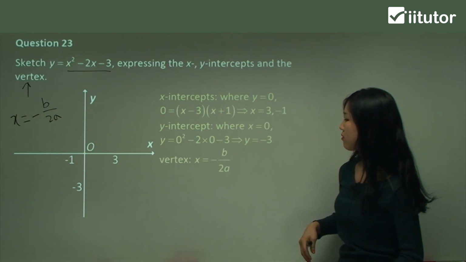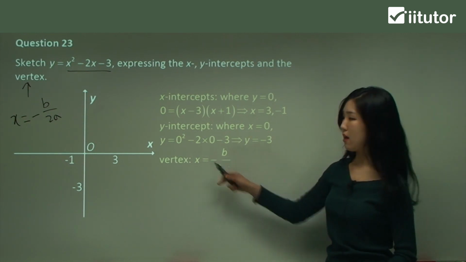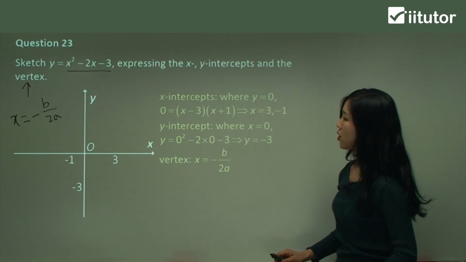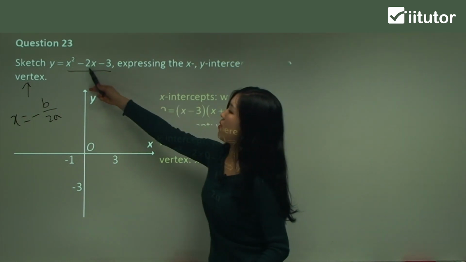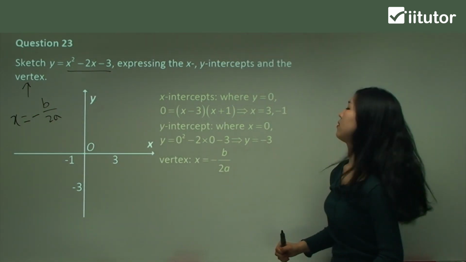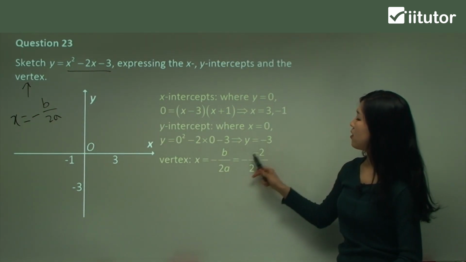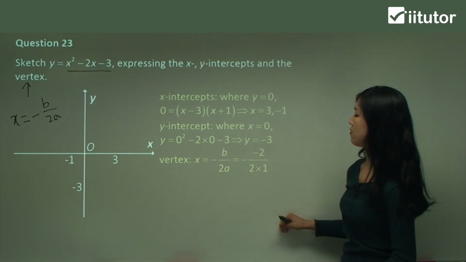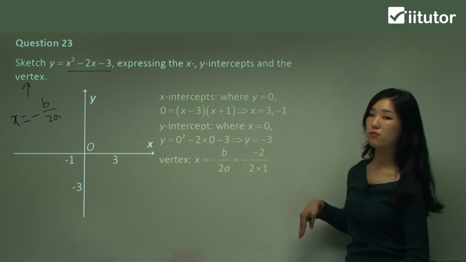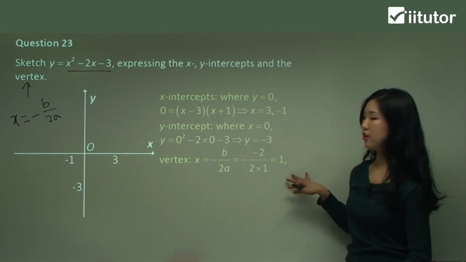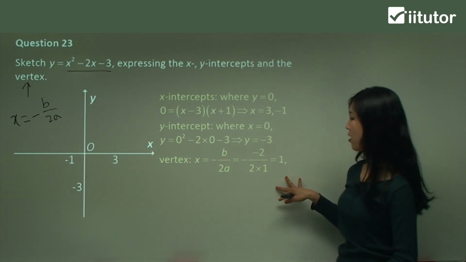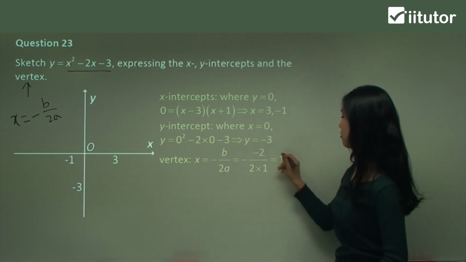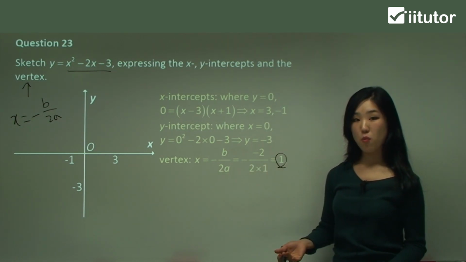Okay, so to find the vertex, I gave you the formula, same as that one. So b is negative 2 and a is 1, isn't it? Put it in. So negative 2 over 2 times 1. Okay, where b is negative 2 and a is 1. Just calculate it, you should get 1. Okay, so I've got my x coordinate of the vertex, which is 1. Now we need to find the y.